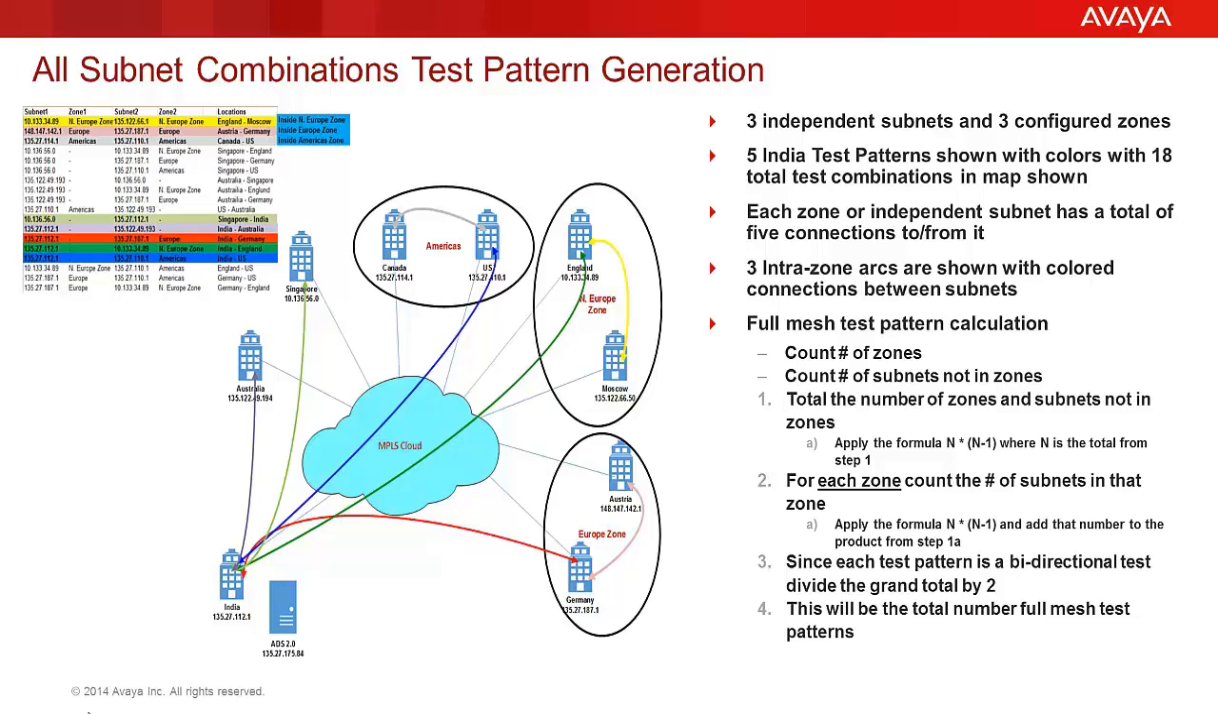The next step is to look inside each zone and count the number of subnets, and again apply the formula within that specific zone. In our case, all the zones have 2 subnets. The formula would be 2 times 1, or 2. With the math being the same for all 3 zones, that would be a total of 6 to be added to the previous calculation, which would bring us to a total of 36. Now dividing that calculation again by 2 gives us 18 connections.